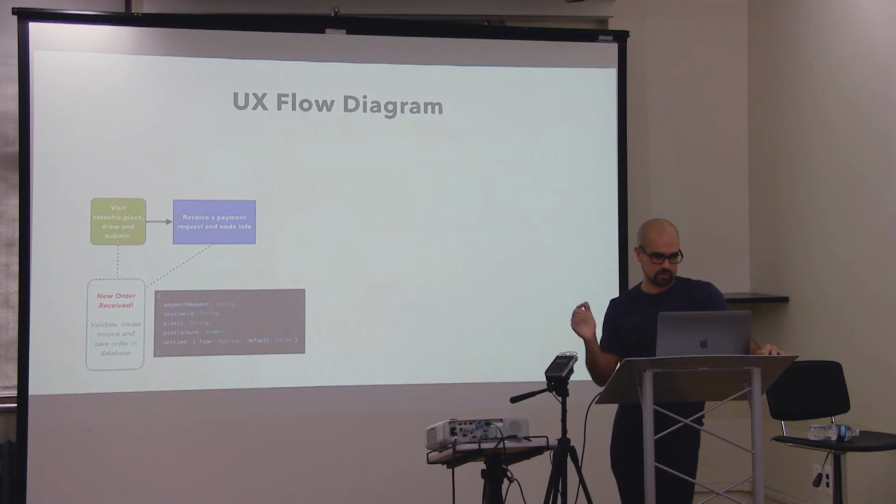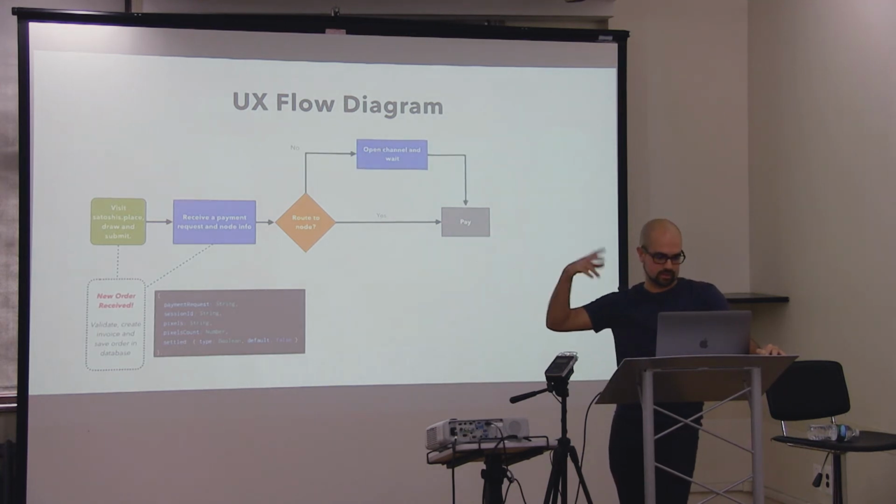Next, the user receives that payment request, and we show that modal to the user with the invoice QR code and the node information. Then two things might happen depending on whether the user has a route to the Lightning node. So if there's a route and capacity, then the payment will be sent. Otherwise, the user has to go off and open a channel and then wait for that and then come back.